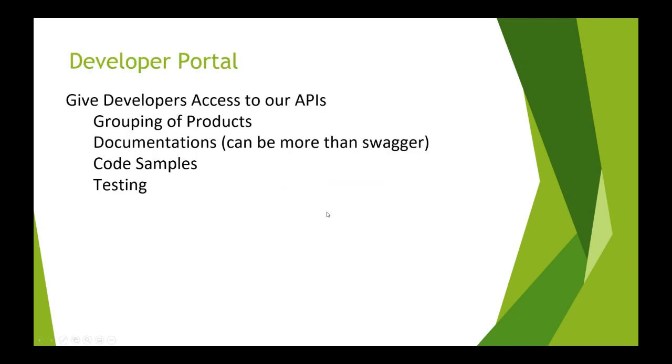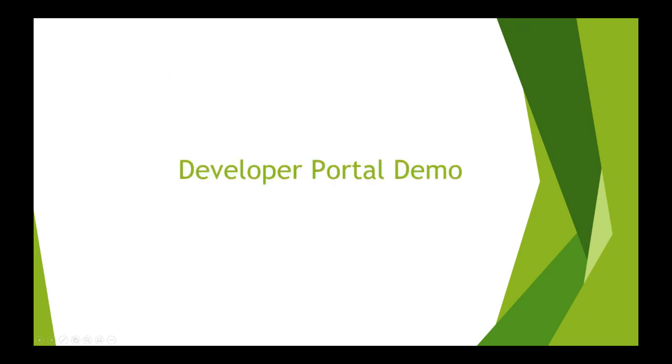So let's have a look at the developer portal. The developer portal is designed so that developers, either in your organization or outside of it, can figure out how to use your APIs. One of the things we know is that the easier we make something for somebody to use, the more likely they are to use it. We'll look at grouping products. We can also add documentation in there. And the big one is the code samples, which I'll show you a little bit about in the demo.